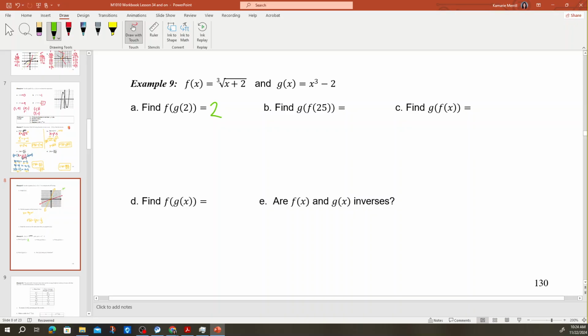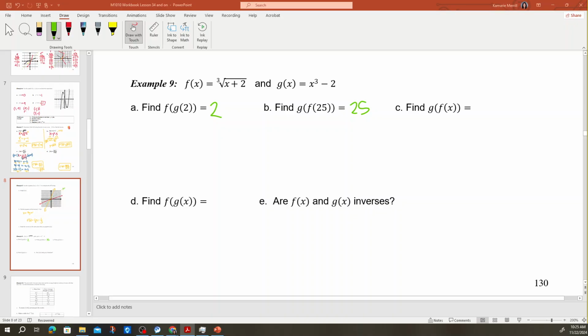When I plug in f of 25, I get 27, and when I cube root it, it would have been a 3. Then I plug that into g, and I get a 25. So 3 cubed is 27, and I would have gotten 25. What are you guys noticing when you plug in like f?